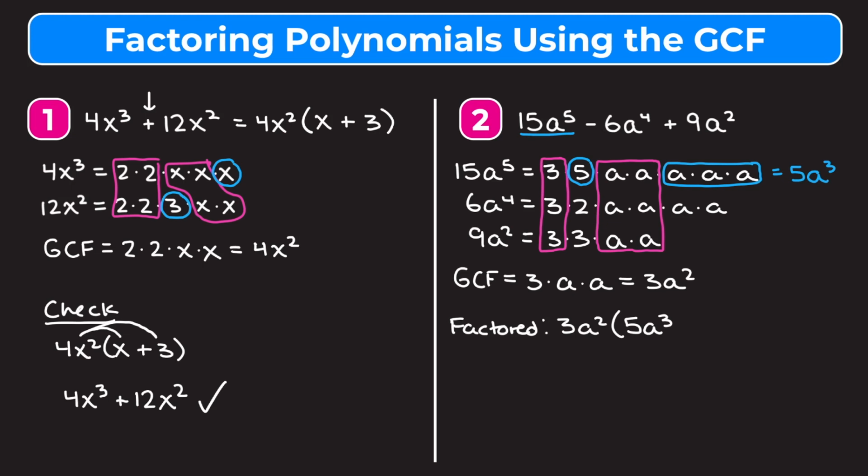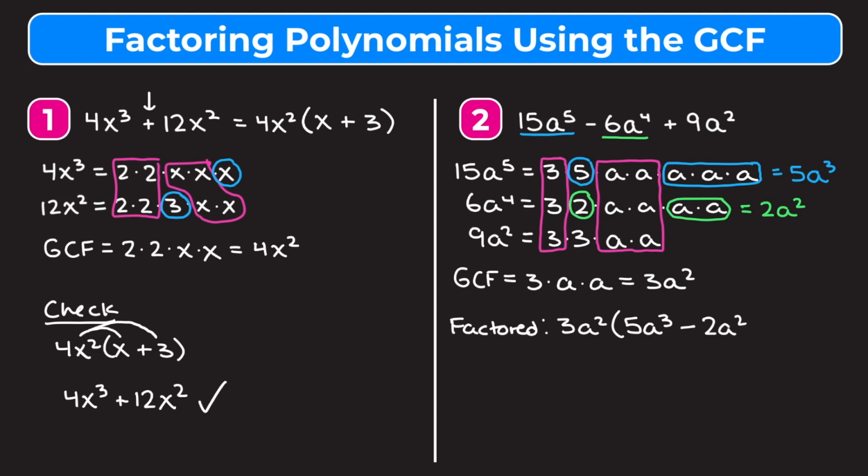And now let's do the same thing for this 6a to the 4th. We have this 2, and we have 2 a's multiplied together, which is 2a squared. And because we were subtracting 6a to the 4th, we're going to subtract in here. So we have minus 2a squared.